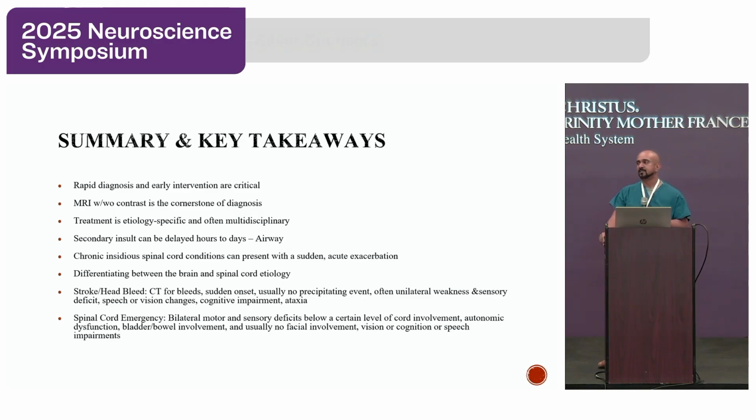So what about the spinal cord emergencies? So they usually, sometimes, not always, could be bilateral motor sensory deficit, right? Below a certain level of the spinal cord innervation, right? Also autonomic dysfunction, I mean, that you can have elevated, rapid fluctuations of blood pressures and heart rates. So that could be something in the higher spinal cord. Bladder and bowel involvement, usually spinal cord, right? More than the brain, right? And usually no facial involvement, no dysarthrias, no aphasias, no facial droops, no cognitive dysfunction, right? No speech impairments.